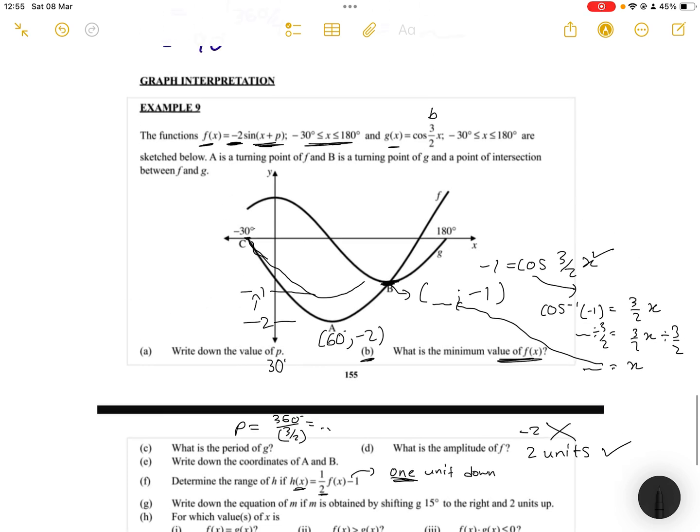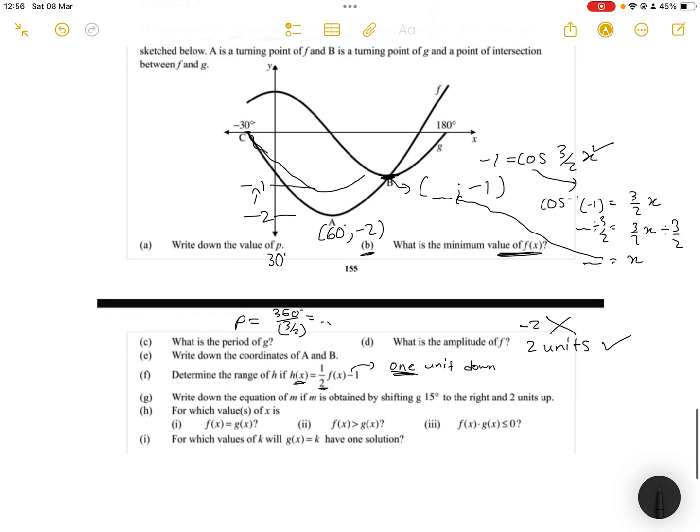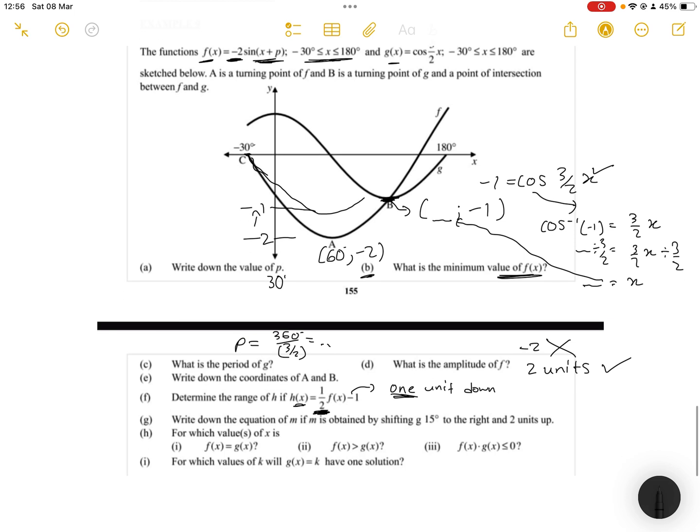They halve the amplitude, and half of -2 is going to be -1. That's the amplitude, because there's a half here, and f at x gives -1. But then they said it's going 1 unit down, so it's going to be -2. And remember, the maximum was 1. If it goes 1 unit downwards, we take the +1 and go 1 unit down, so it's going to be at 0.